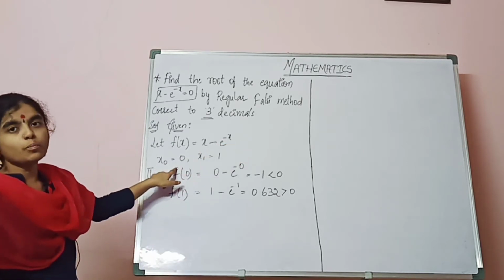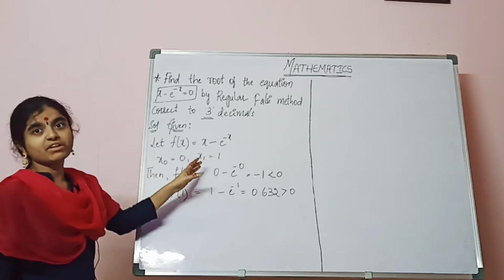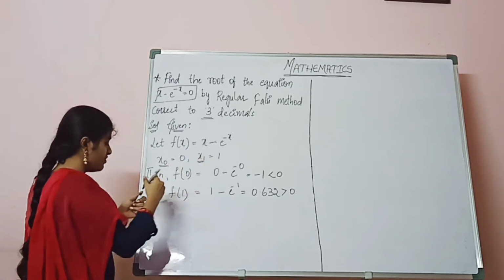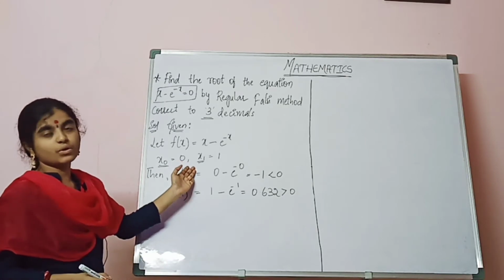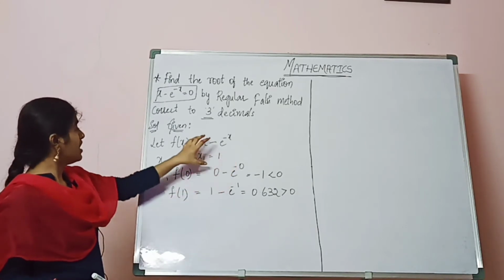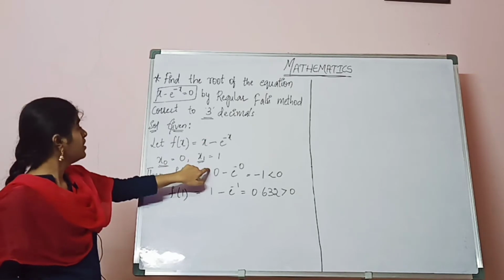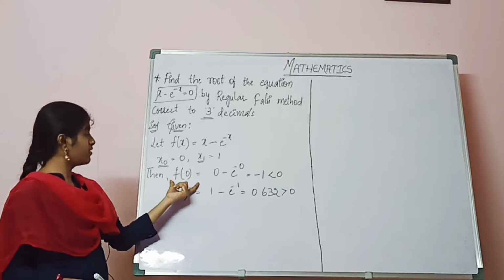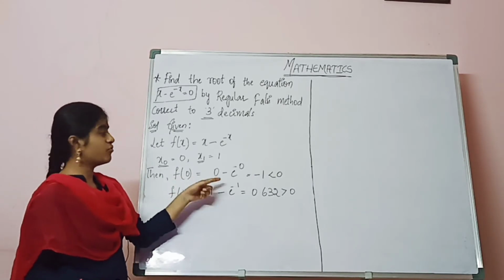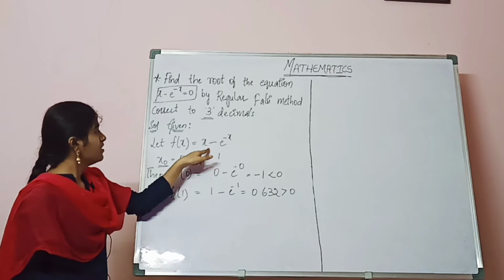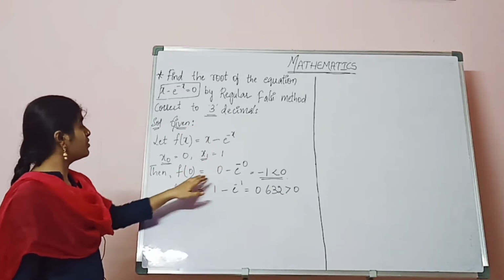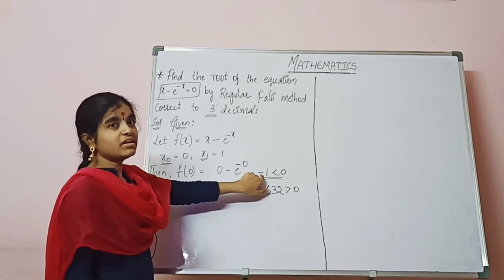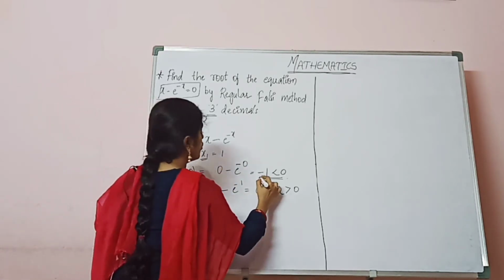Now we have to take 2 points, 2 values, as we have discussed earlier. What are those 2 values? x0 and x1. So we are taking x0 equals 0 and x1 equals 1. Now we have to substitute these x0 and x1 values in place of x. First we substitute 0, the x naught value. f of 0 equals, in place of x we substitute 0, so 0 minus e power minus 0. What will we get here? Minus 1, which is less than 0.